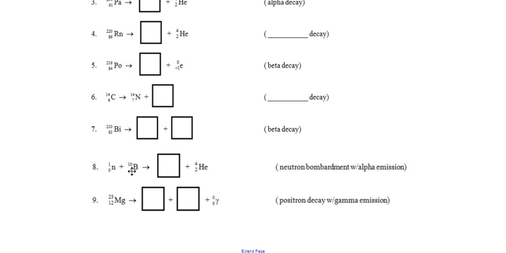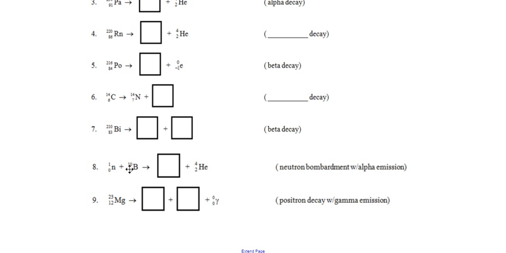So here's my isotope, and I'm bombarding it with neutrons. And it says with alpha emission. Here's my alpha emission. All right, so you're like, well, what else to fill out? What is the resulting isotope of this? Well, how do I figure that out? How I figure that out is based on simple math.